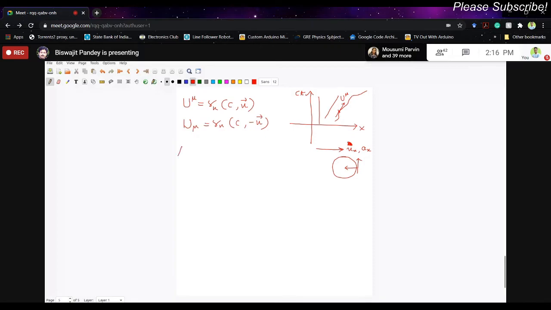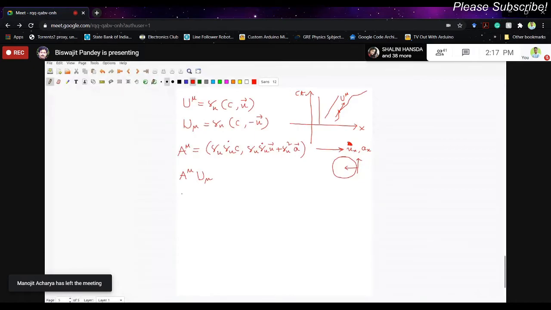And what is the 4-acceleration? I wrote it a couple of minutes back, a^μ. I am writing the simpler expression: γ_u dot c, that is easy to remember, γ_u dot u, plus γ_u squared a, where du/dt is a, right? This is a^μ. Now if I ask you to calculate this, say a_μ u^μ, you can easily calculate by using these expressions. You can take a dot product of this and that.